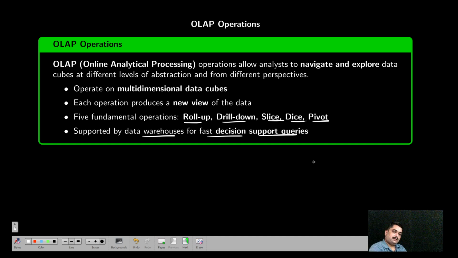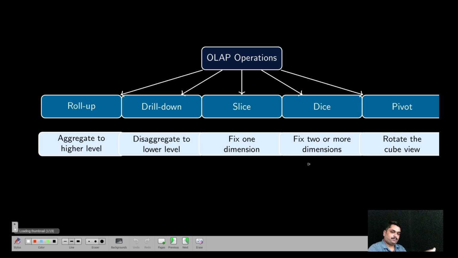Let us understand each one by one. They are very simple concepts. So what is roll up? Aggregate to the higher level. So you understood the concept hierarchy, right? So you go from the lowest hierarchy to the highest. For example, take cities, state, country, then continents, like that. That is a hierarchy. Roll up means aggregate to the higher level, from low level to high level.